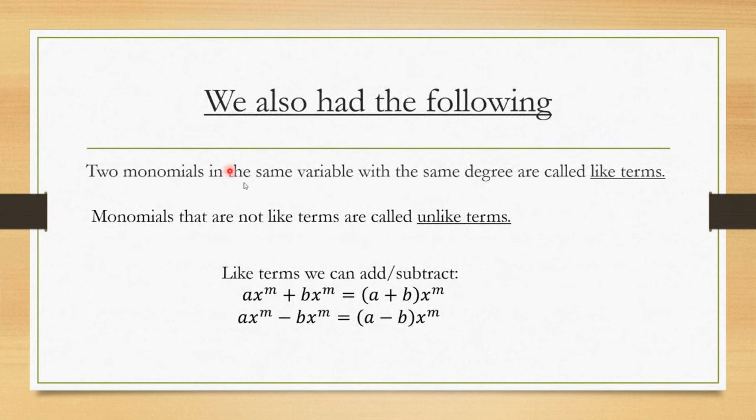This is something else I wanted to remind you of. It was in the notes from last time. If two monomials are like terms, they have to be in the same variable and the same degree. If they're not like terms, we call them unlike terms. Like terms you can add and subtract, and you do that by adding or subtracting the coefficients.